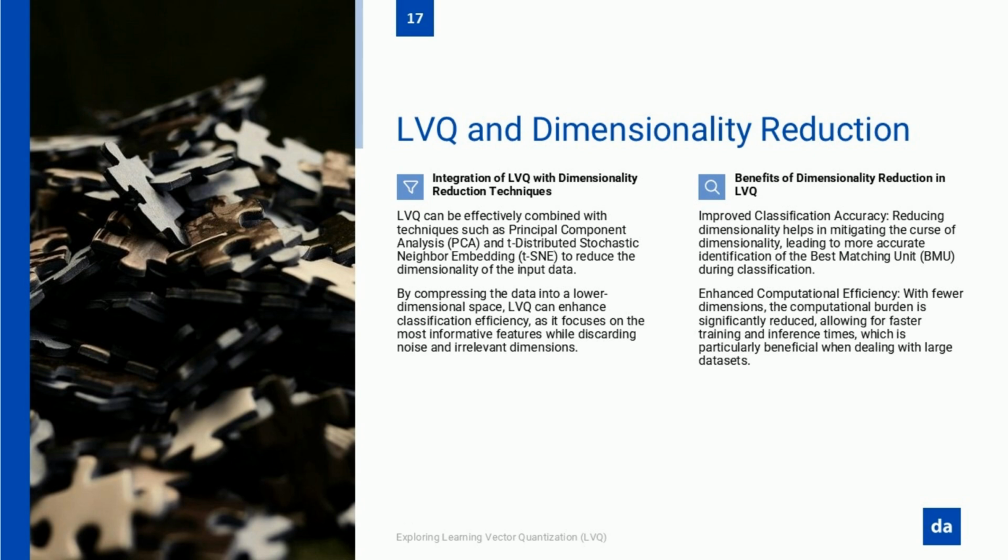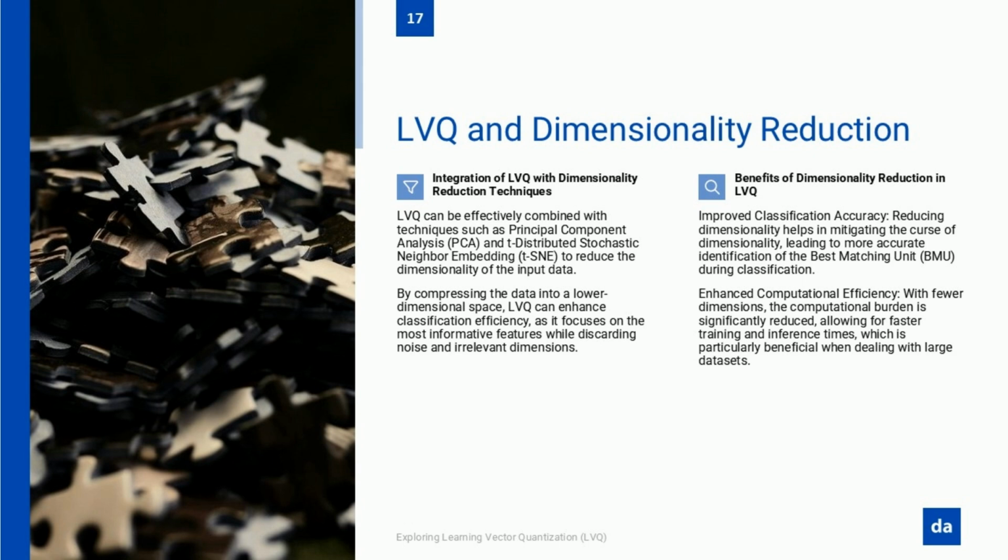Linear discriminant analysis, LDA, is another technique specifically designed for supervised learning problems like LVQ. Instead of just reducing dimensions blindly, LDA focuses on maximizing class separability, making it an excellent choice for classification tasks. The best part? Dimensionality reduction doesn't just make LVQ more accurate, it also makes it faster. With fewer dimensions to process, LVQ trains more efficiently, classifies data quicker, and avoids unnecessary complexity. It's like clearing out distractions from your workspace so you can focus on what truly matters.